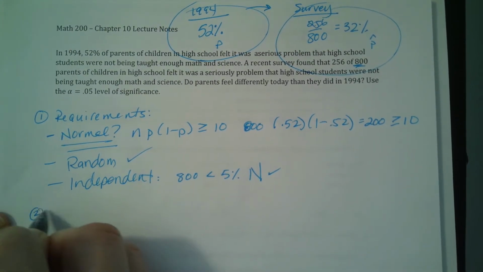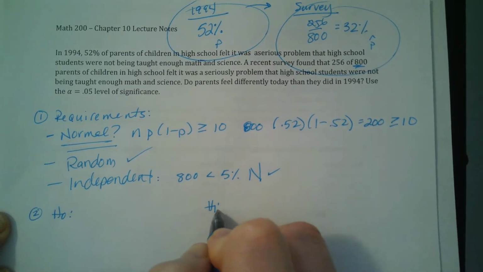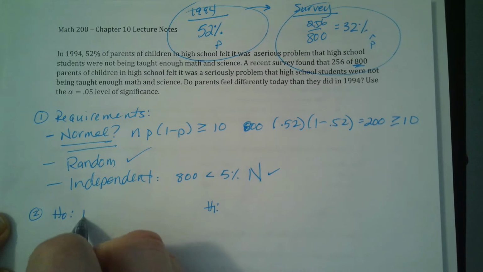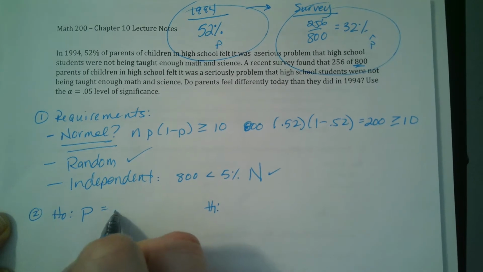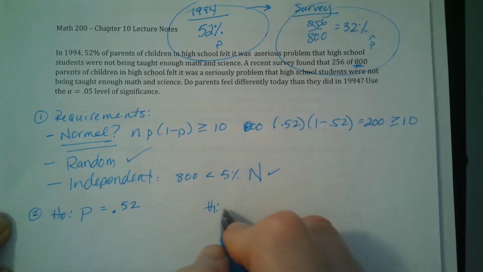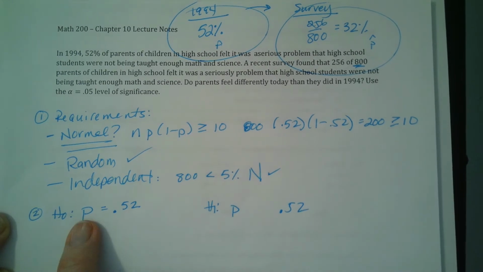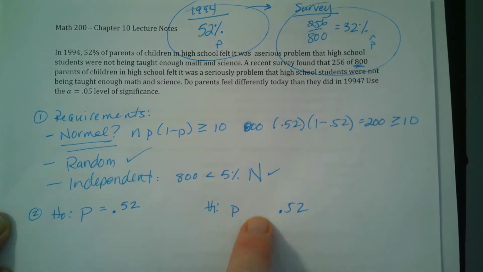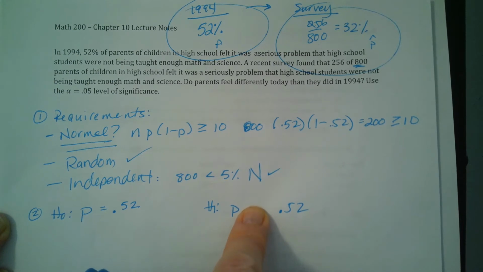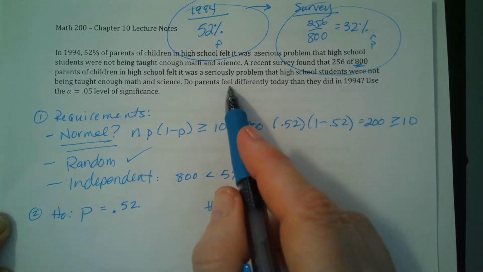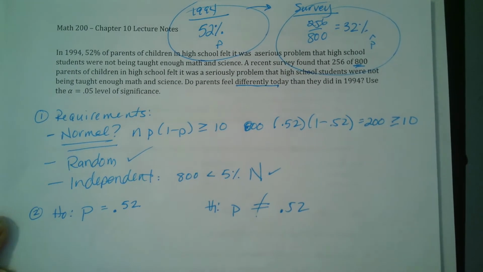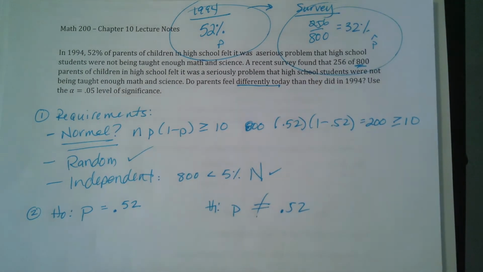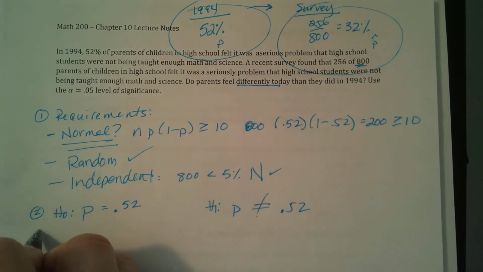Now it's time to make our null and our alternate hypothesis. Our null hypothesis is stating that the original claim is that the true proportion is 52%. We're going to state something different. Remember, the p in the 52 stays the same. The only thing that changes is the sign in the middle. We're trying to prove what? It says, do parents feel differently? Differently means just simply not equal to 52% anymore. I'm not stating that they feel less or more than, just simply not that value any longer.